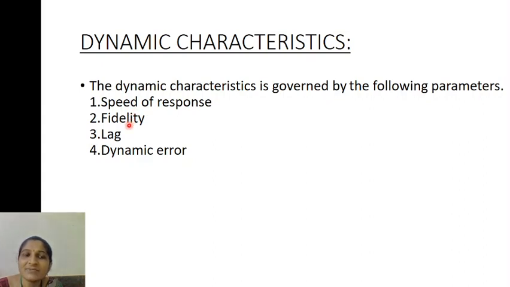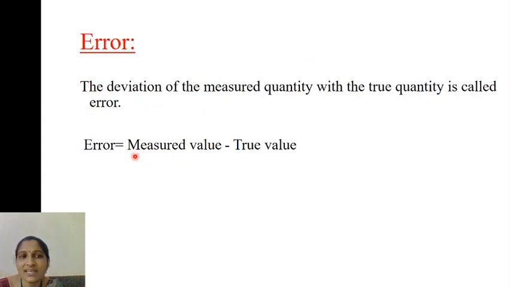Fidelity is how sensitive it is, how it reacts over a period of time. Lag is how much it is lagging with respect to time. That means it is very late in responding. And dynamic error: you will not know that error directly, but you will observe the error with respect to time. These are called the dynamic characteristics.